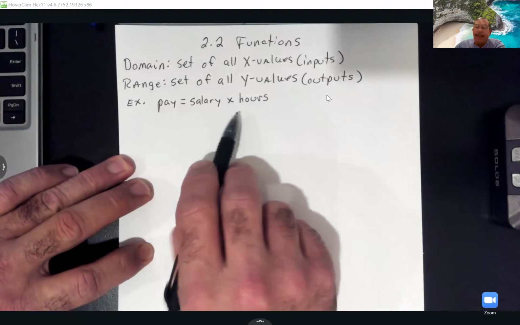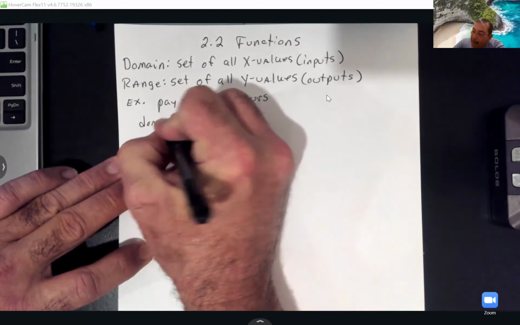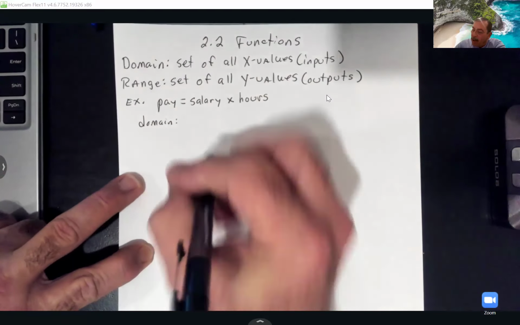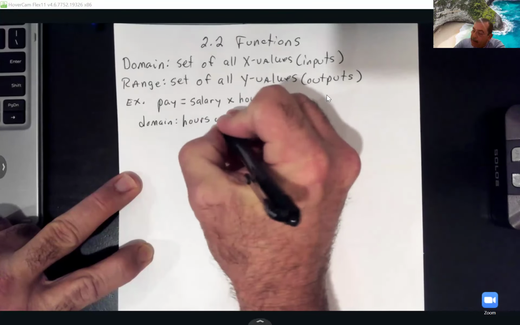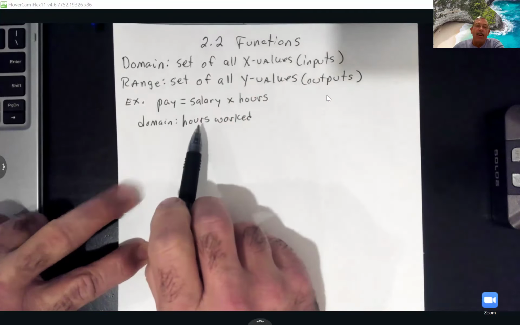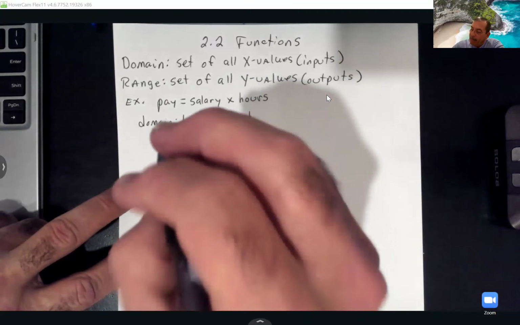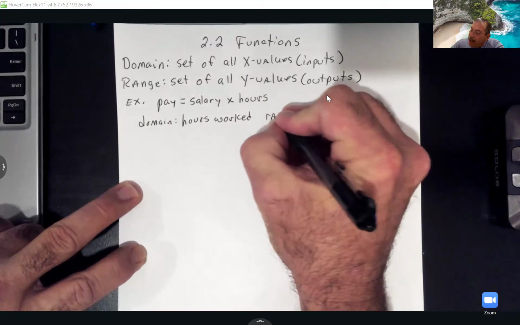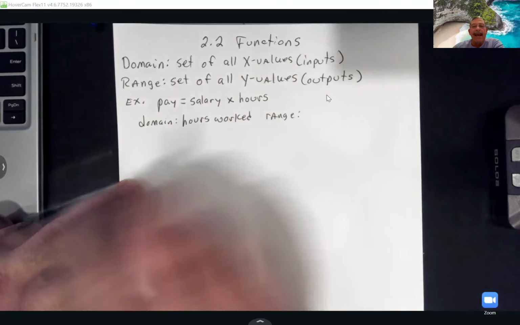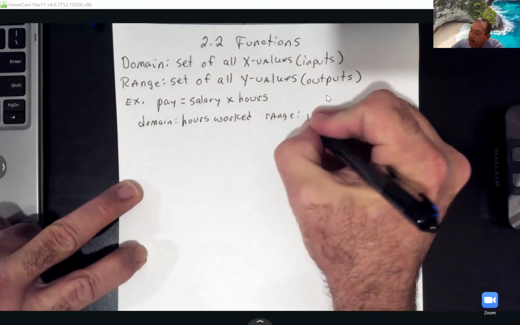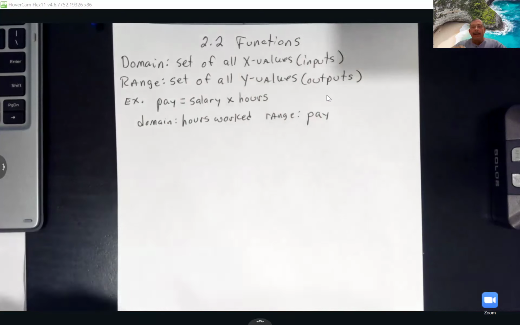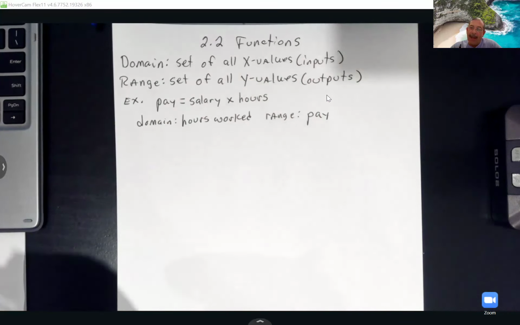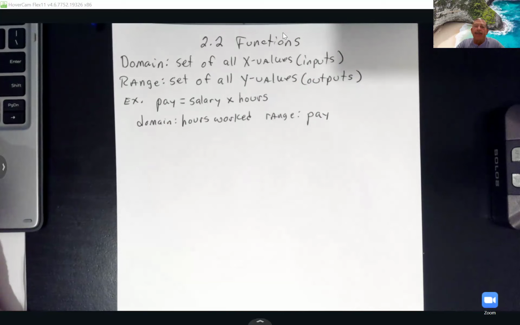So for a problem like this, my domain would be the hours I worked. And I can work usually anywhere from 0 to 40 hours. Now, the range will be the actual pay you received. Okay. So remember, the domain is the inputs. When you're looking at your pay, your input, like we said, would be the number of hours you worked. And the range is the pay you're getting for those certain hours.